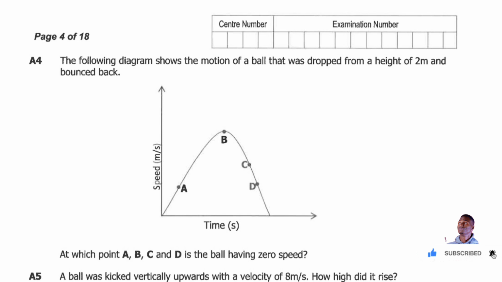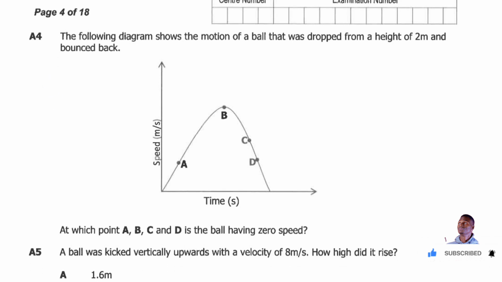Projectile motion. The following diagram shows the motion of a ball that was dropped from a height of 2 meters and bounced back. At which point A, B, C, and D is the ball having zero speed? Now this is what you should know. Let me explain projectile motion to you.